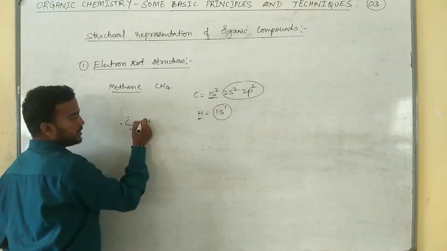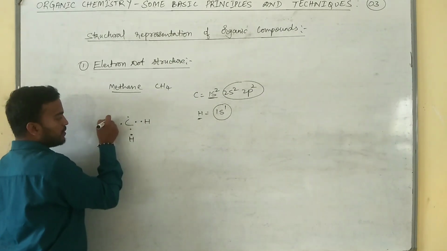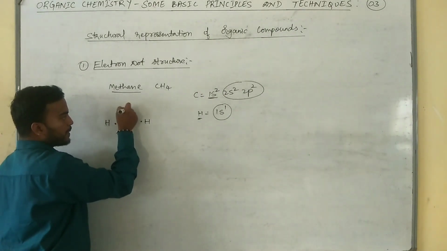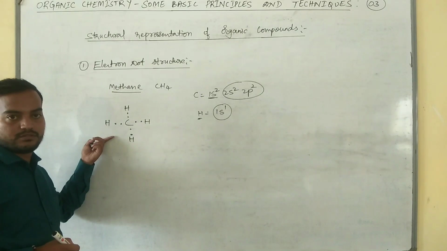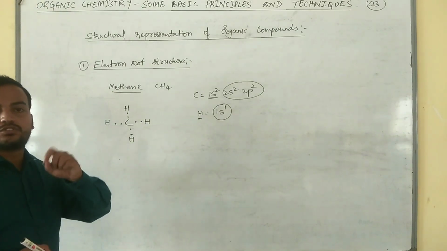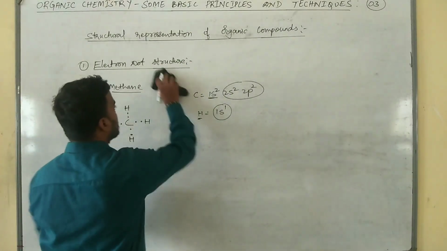Each hydrogen has only 1 electron in the valence shell. This is the electron dot structure, also known as the Lewis dot structure. Now let's move on to the next molecule.